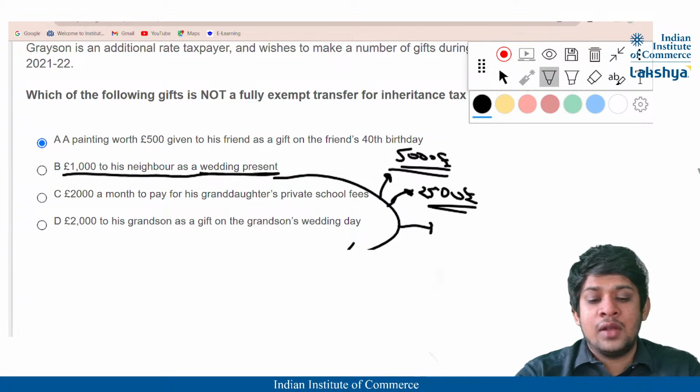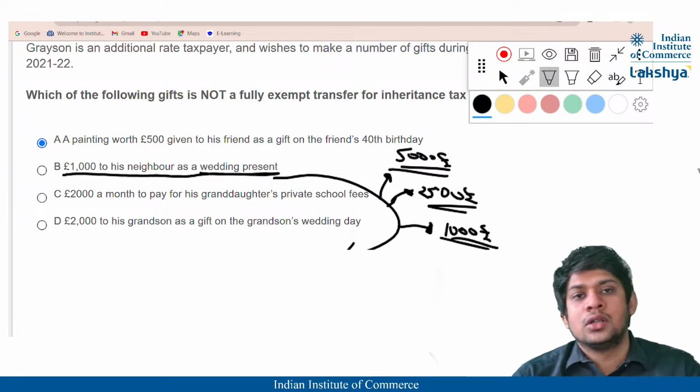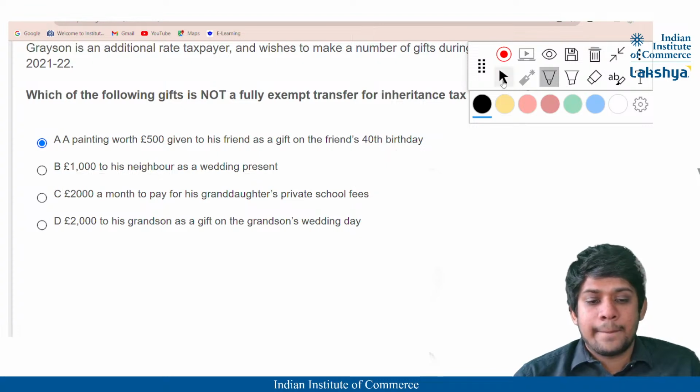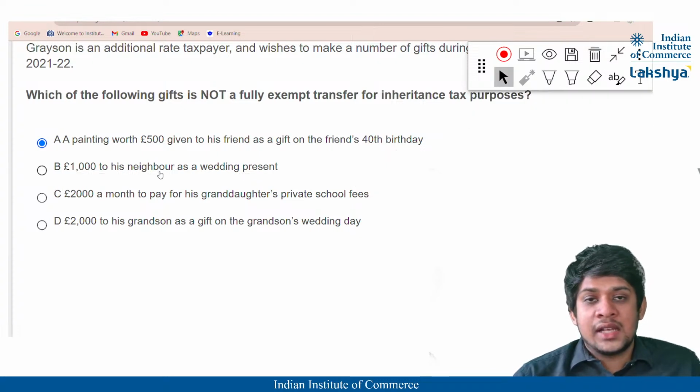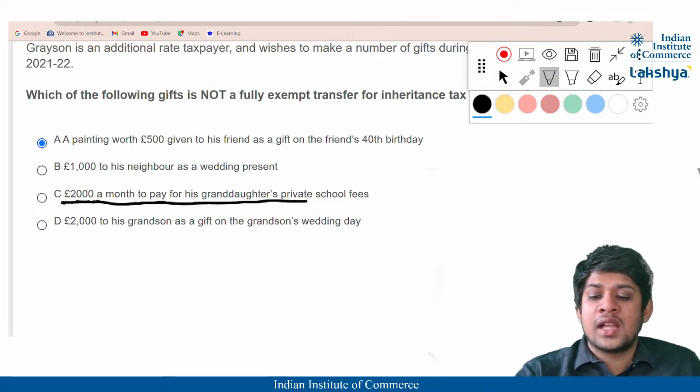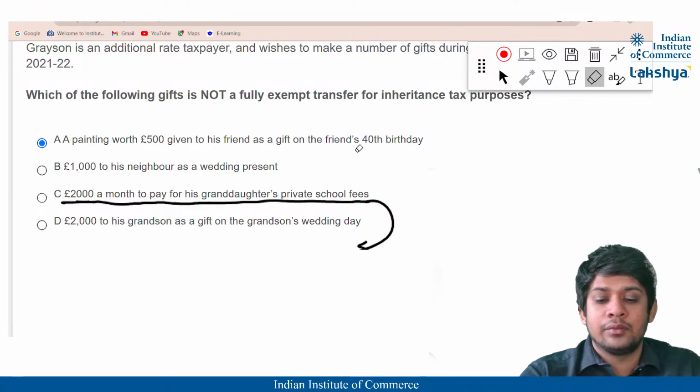And lastly, if anyone else is giving, up to 1,000 pounds is not taxable. That means if my neighbor or anyone is giving, or I am giving to anyone, then it is not taxable. So this is exempt because it is 1,000 pounds given by the neighbor, and for neighbors, 1,000 pounds is allowed. Then the next one, £2,000 a month to pay for his granddaughter's private school fees. So this is like expenditure from the income.